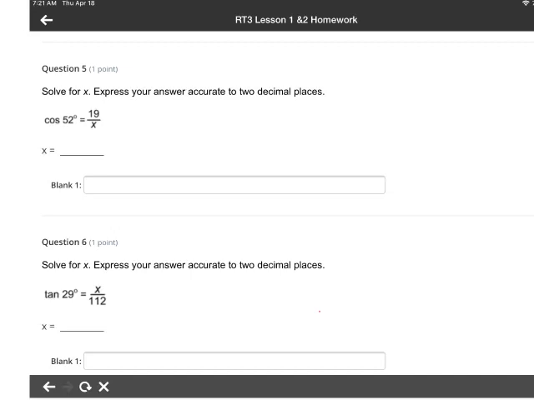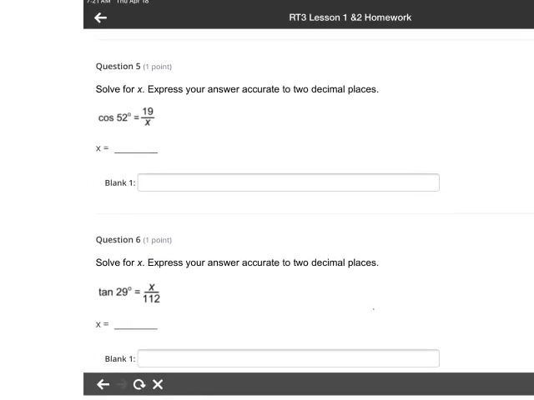Hello, and welcome to the Most Missed Problems for our Right Triangles Unit 3, Lessons 1 and 2, dealing with our sine, cosine, and tangent functions. One of our first most missed was question number 5, so we'll take a quick look at this one.